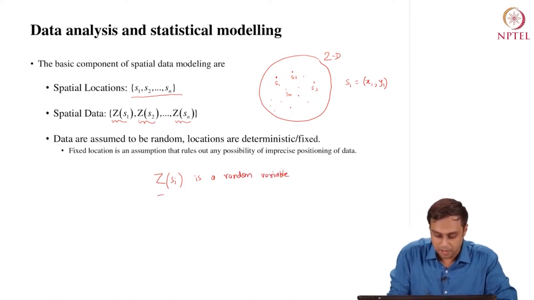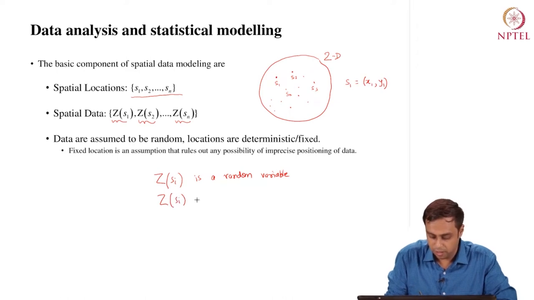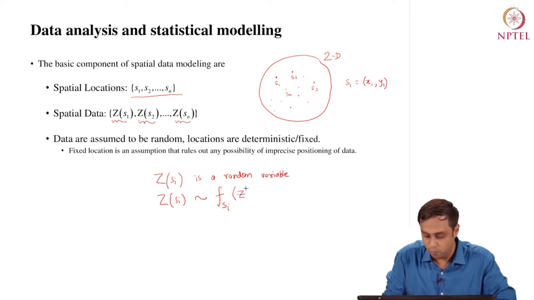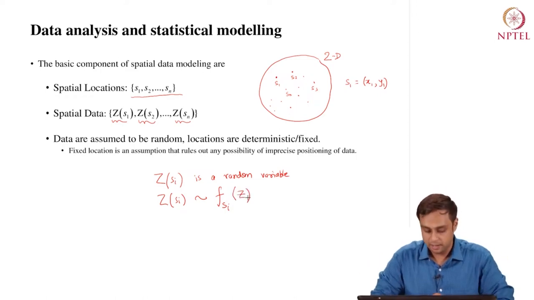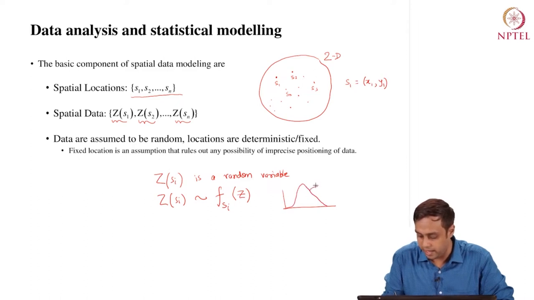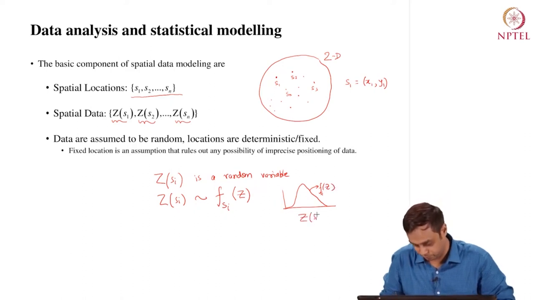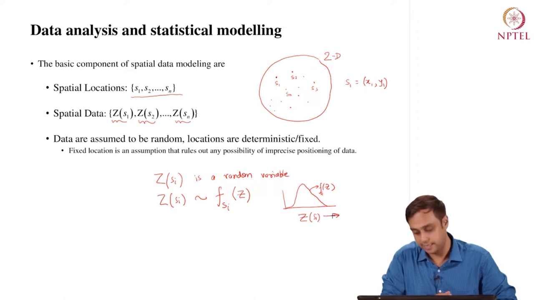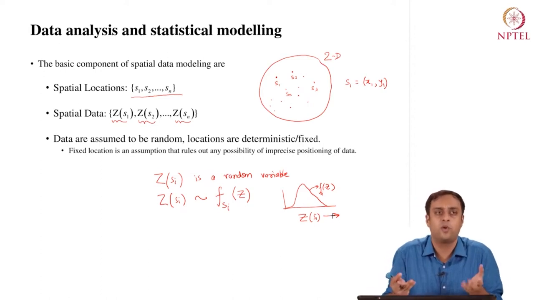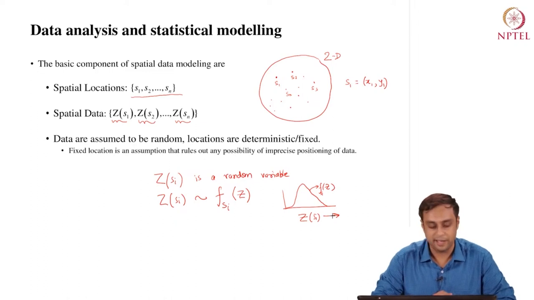And when we characterize a random variable, we will use a probability distribution function, which is to say there is a PDF f linked to location Si, which tells me what is the range of values that this random variable Z can take at location Si. Right, so there will be a probability distribution at Si which will determine the values that Z(Si) can take that we mark on the x-axis. Again, we will look at these things with much more detail going forward. Okay, and Si is one of the locations that are there in my two-dimensional space that I am concerned about.